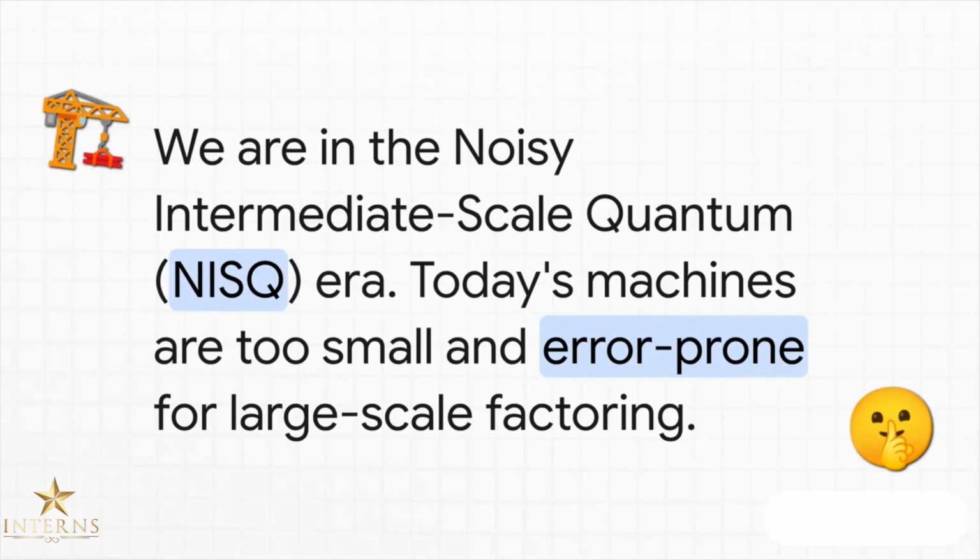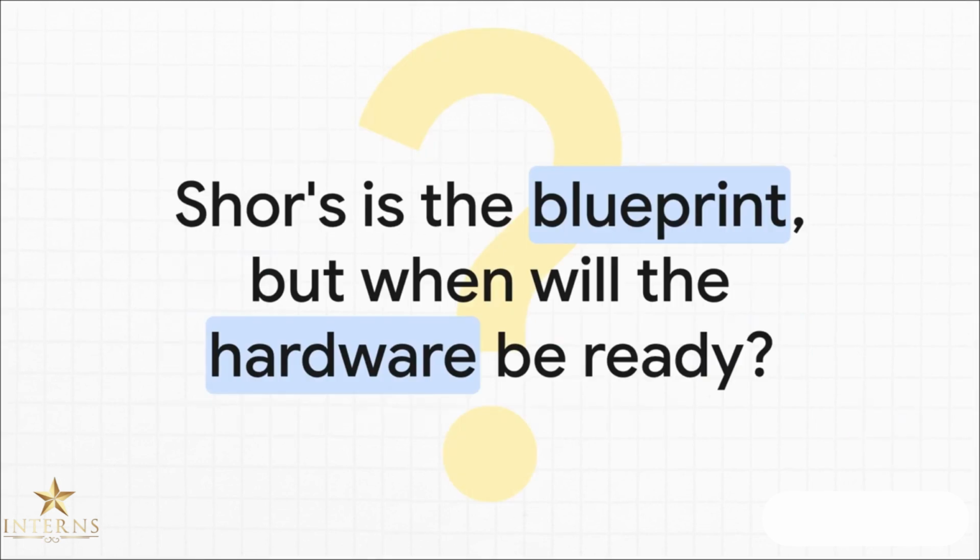Right now, we're living in what scientists call the NISQ era. That stands for Noisy Intermediate Scale Quantum. Basically, it means our machines are amazing, they can already do things classical computers can't, but they're still too small and way too noisy to run Shor's algorithm on any number that actually matters. Factoring 15 is a cool party trick. Factoring the key to a bank security system, that's a whole different ballgame. So you see, Shor's algorithm is the perfect blueprint. It's the master key to our entire digital world. The plan is written, it's right there. The only question left, the one that researchers all over the planet are racing to answer, is when will the hardware finally be powerful enough to build it?